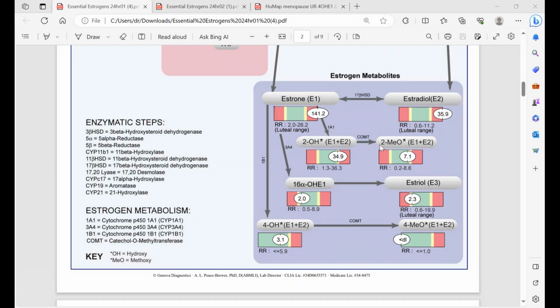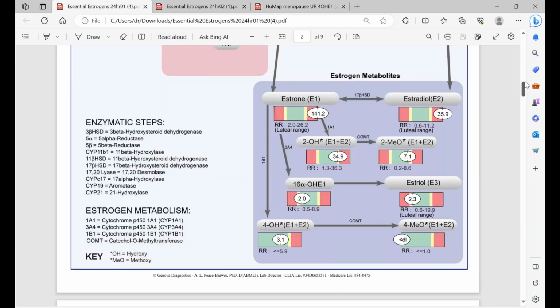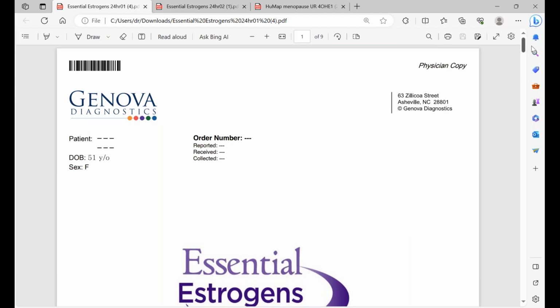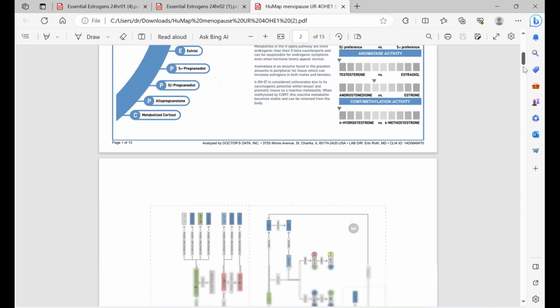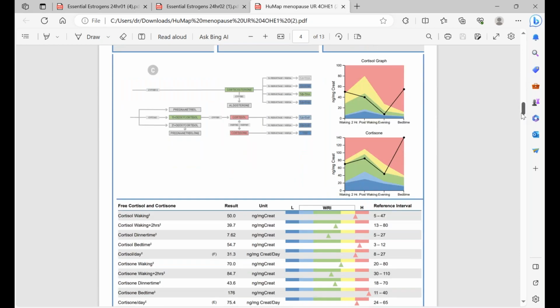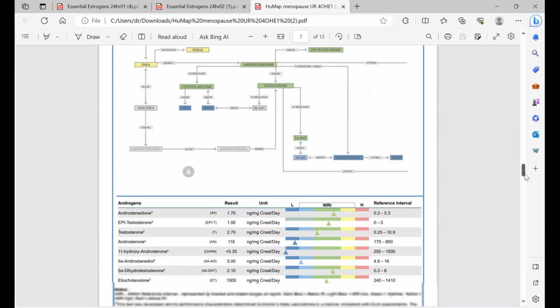All right, so let's look at another lab. This is a HUMAP from Doctor's Data. Oh, I should say the name of this one. This is the Essential Estrogens from Genova, the HUMAP from Doctor's Data. And this has the same breakdown of the estrogen metabolites, different graphics, same thing happening here.